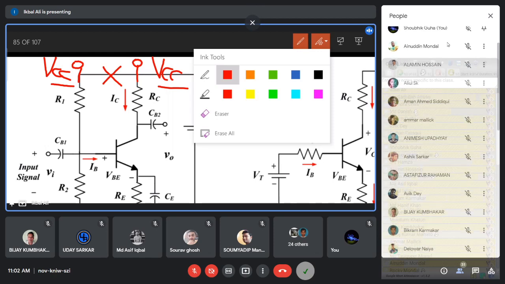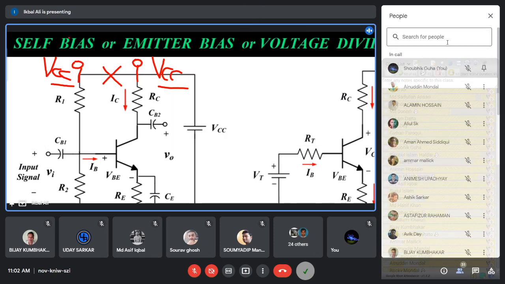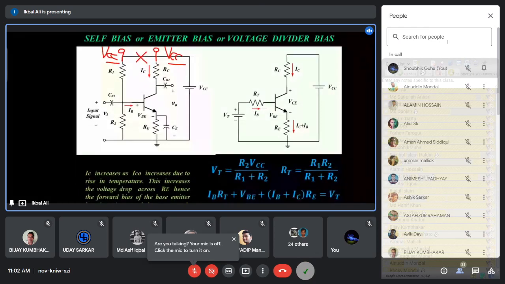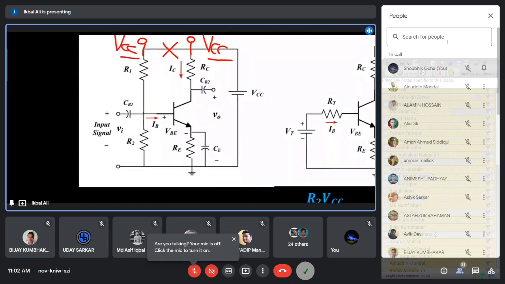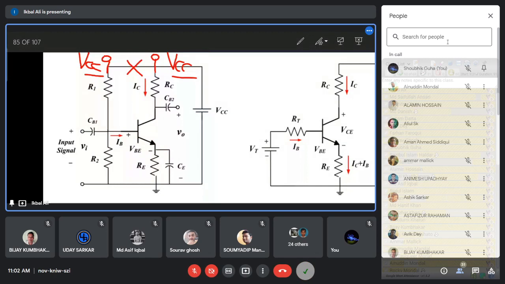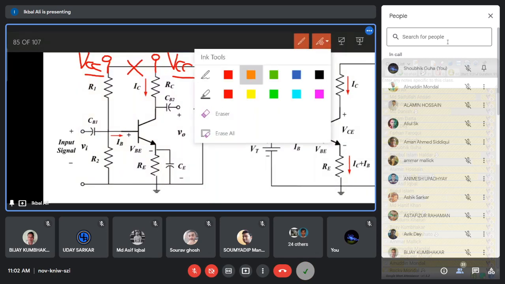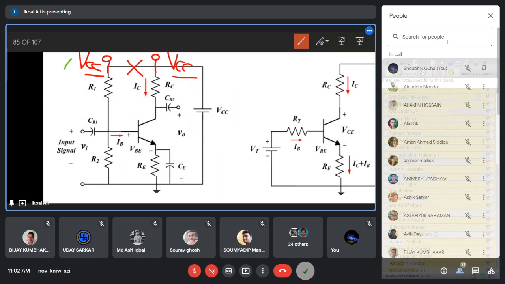Next, we now apply the Thevenin theorem. It will be a little bit easy for you to understand. So now we apply Thevenin theorem to the left-hand side portion of this circuit. That means we apply Thevenin's theorem into this portion. So only for this portion, we are applying Thevenin theorem.